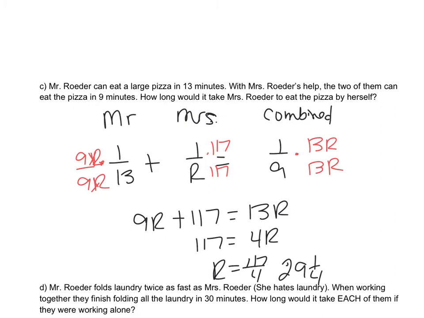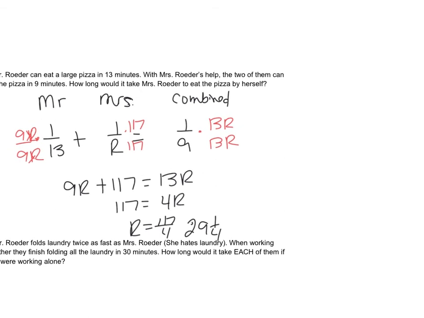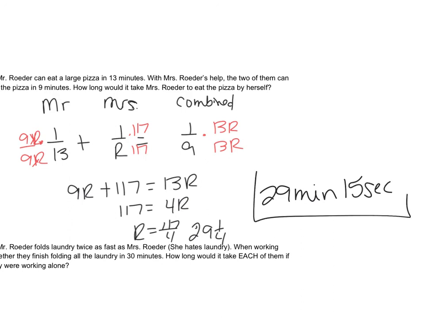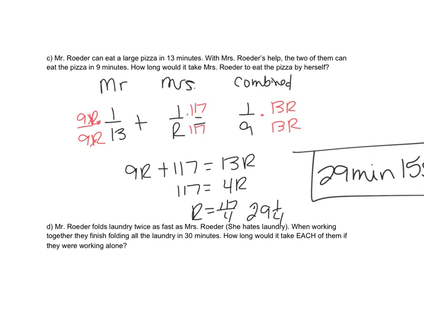Since it's minutes, it doesn't say to round to the nearest minute, but let's just do minutes and seconds. We'll go for it. So R would be 29 minutes. And then what's 1/4 of a minute? How many seconds? 15 seconds, right? Okay, I feel like that's socially acceptable to eat a large pizza in 29 minutes, right? 13 minutes is a little fast, but that's okay.